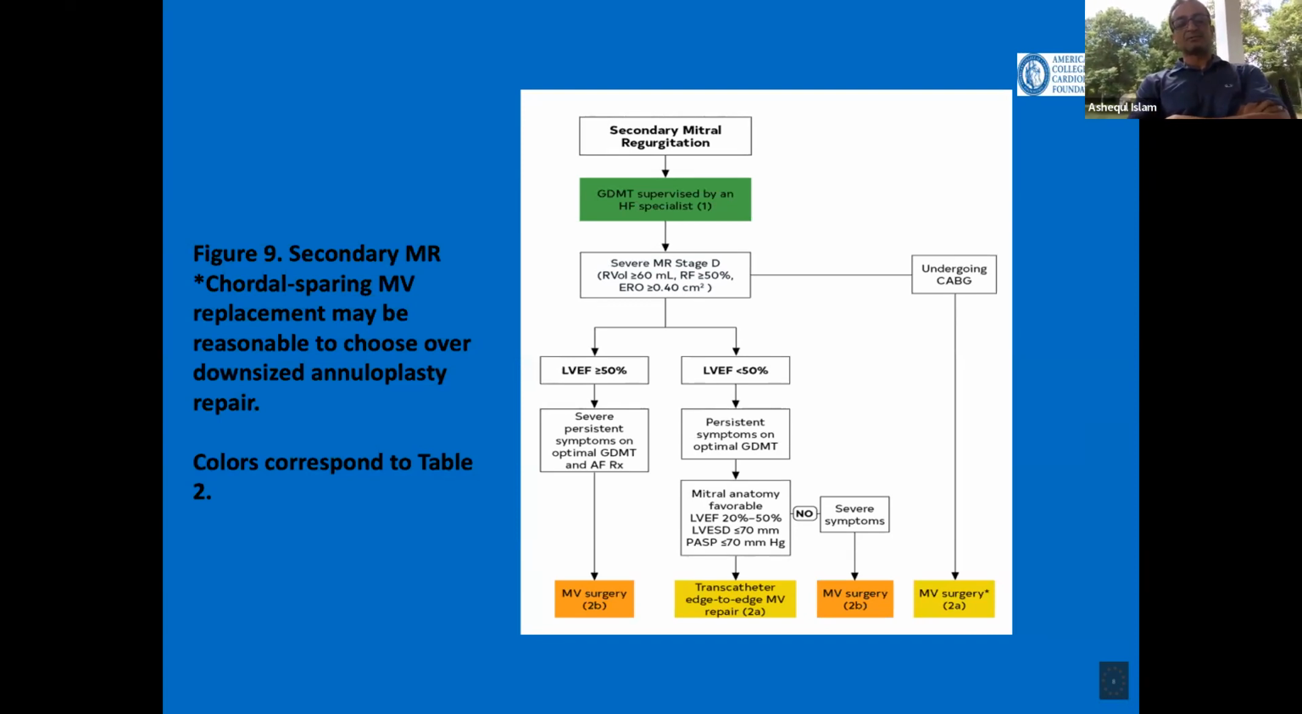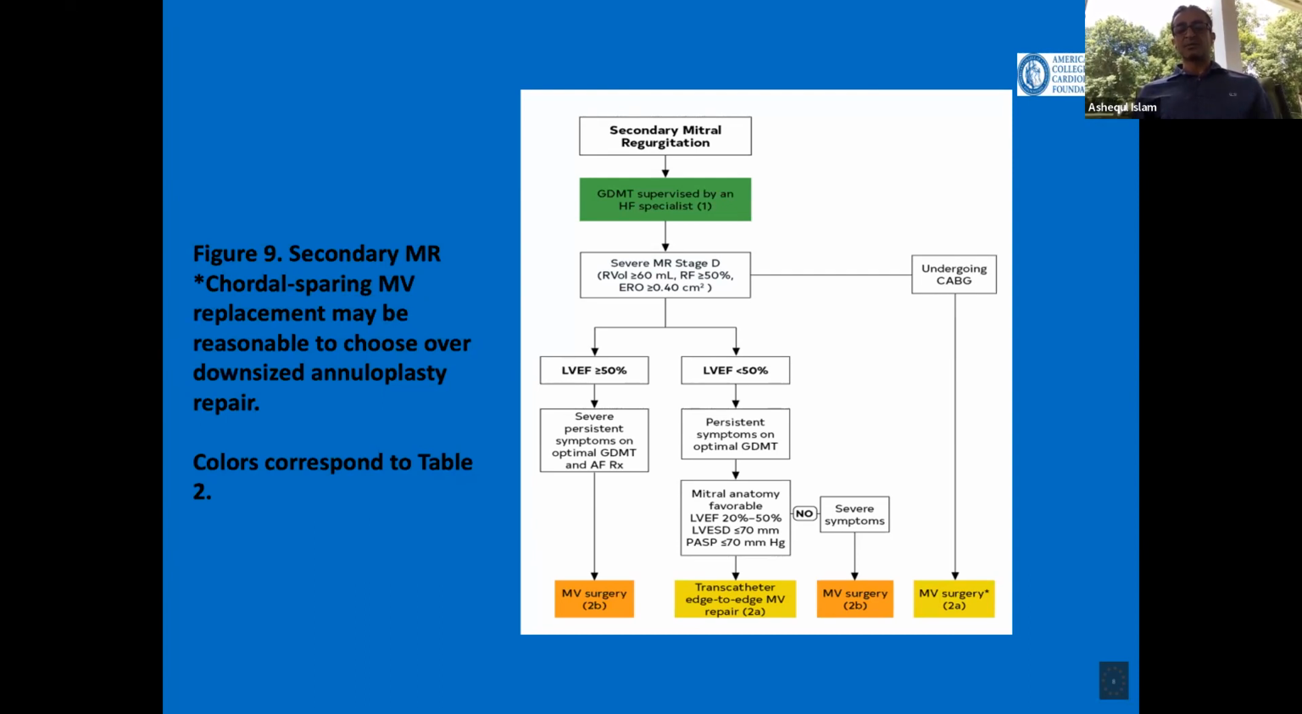directly came from the COAPT trial, which is a phenomenal randomized controlled trial in secondary MR patients, comparing medical therapy versus medical therapy plus MitraClip. In those patients, there was significant benefit in survival as well as rehospitalization and every secondary endpoint that investigators looked at. And the benefit was sustained over 3 years. So the COAPT trial literally changed the guideline.